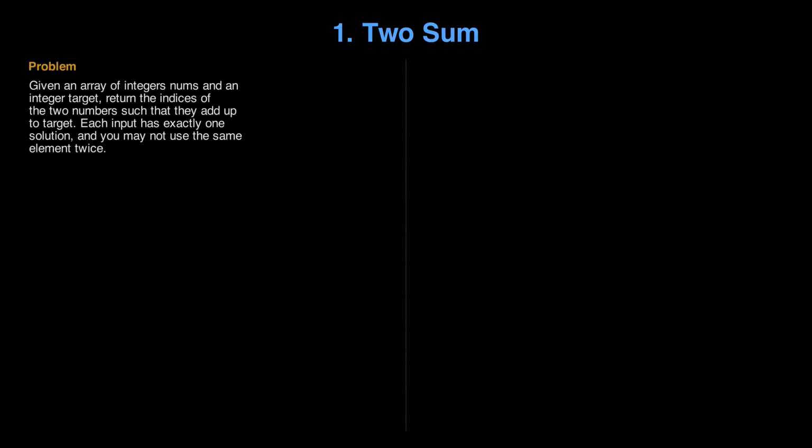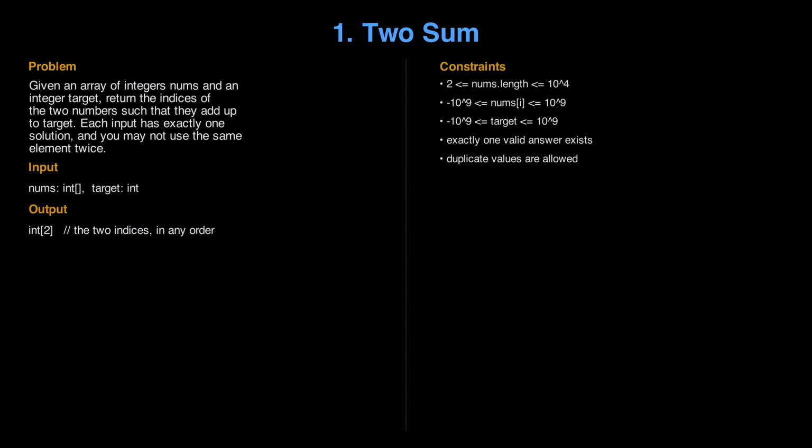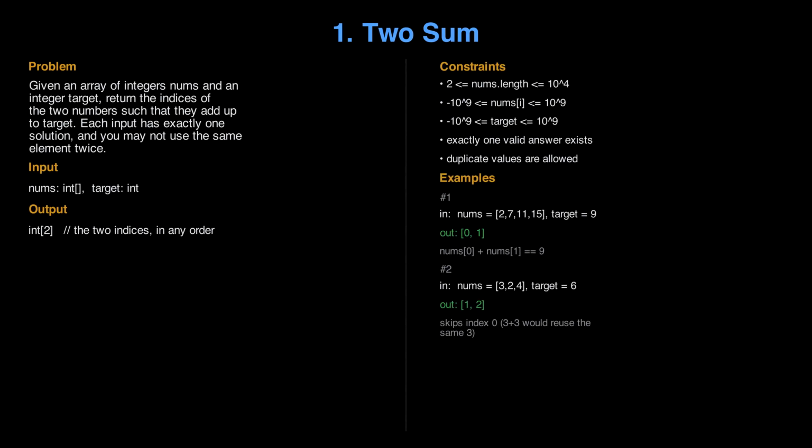Given an array of integers nums and an integer target, return the indices of the two numbers such that they add up to target. Each input has exactly one solution, and you can't reuse the same element. Quick check on input and output. The input is the array and the integer target, and I should return a length 2 array of indices in any order, right? Right. And on constraints, the array is up to 10,000 elements, values can be negative, and duplicates in the input are allowed.